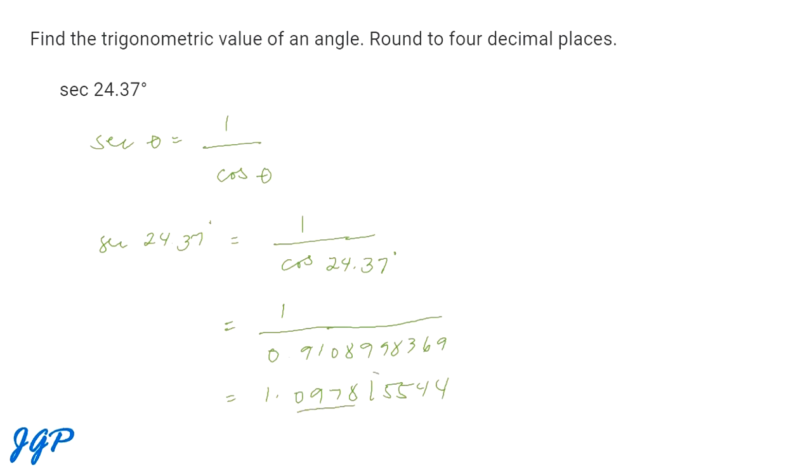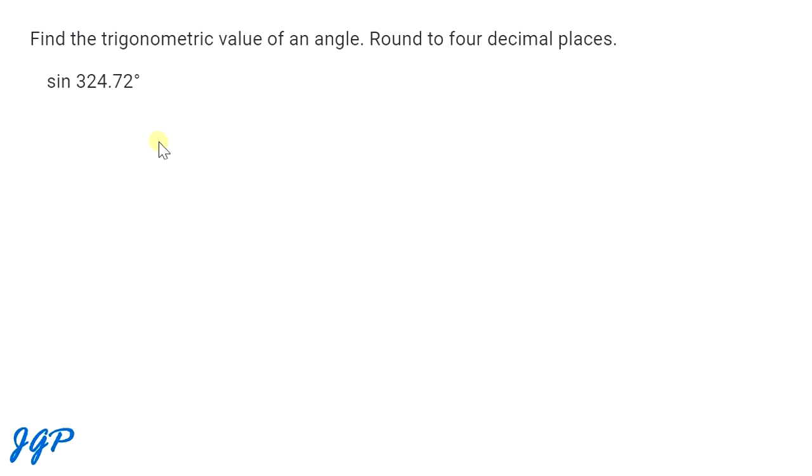Ayan, since ang pang-fifth natin ay 1. So meaning your secant 24.37 degrees is equal to 1.0978. And that is your answer. Examples 1 to 4 are acute angles. How about if you're asked to find the value of angle that is more than acute angles?